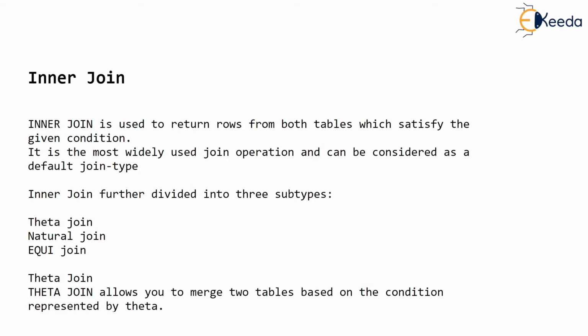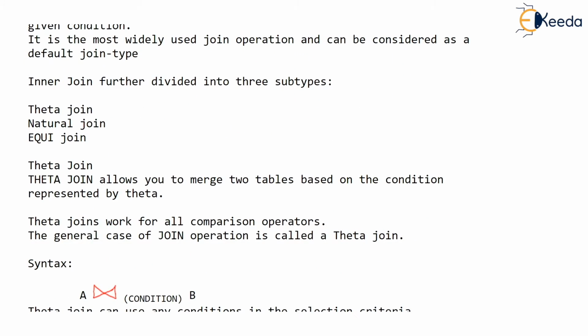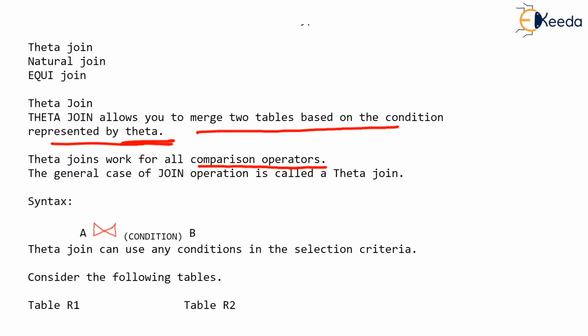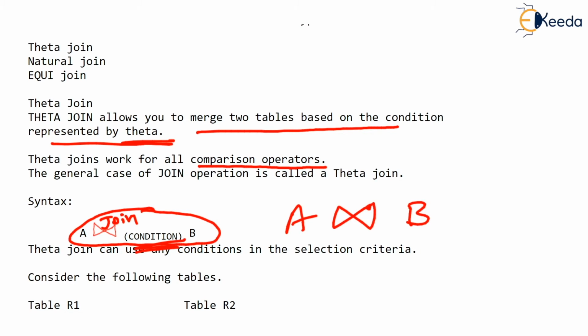Coming to its definition here, theta join allows you to merge two tables based on a condition represented by theta. Theta join works for all comparison operators: greater than, less than, equal to, whatever. And the grammar, the syntax, how do you write this? It is a join with a condition with another table B. So here A and B are tables and you're joining them with some condition.